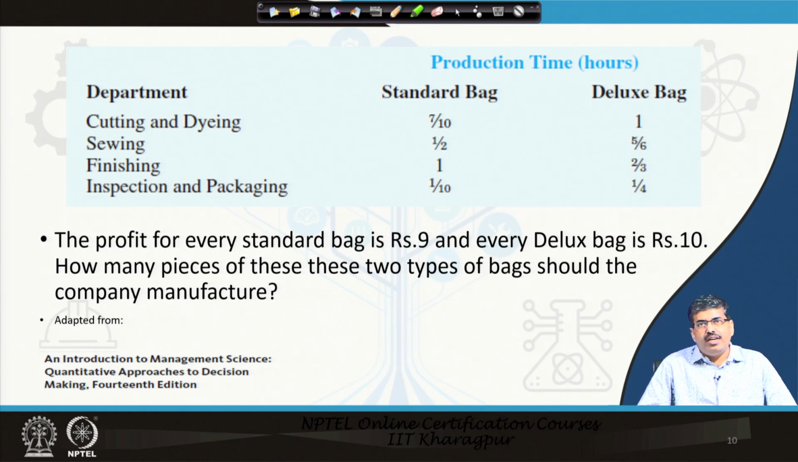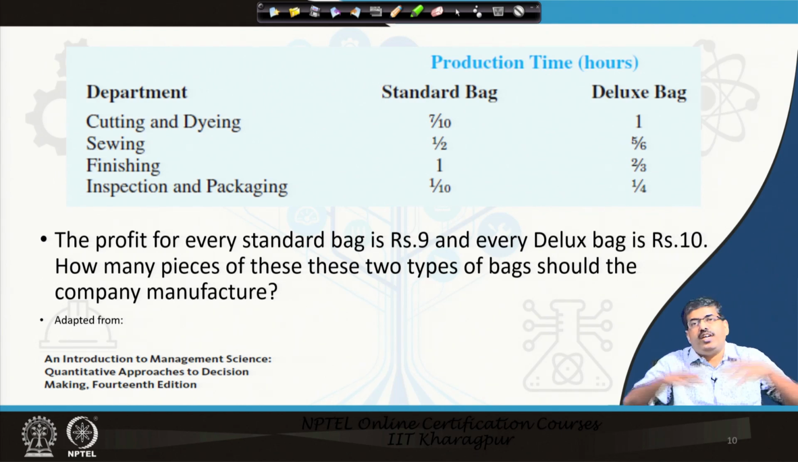Now, a standard bag takes 7/10 of an hour in the cutting and dyeing process. A deluxe bag takes 1 hour. Sieving takes half an hour for the standard bag and 5/6 of an hour for the deluxe bag. Finishing takes 1 hour for the standard bag and 2/3 of an hour for the deluxe bag. Inspection takes 1/10 of an hour for the standard bag and 1/4 of an hour for the deluxe bag. The profit is ₹9 and ₹10. The question is, how many pieces of these two types of bags should the company manufacture?